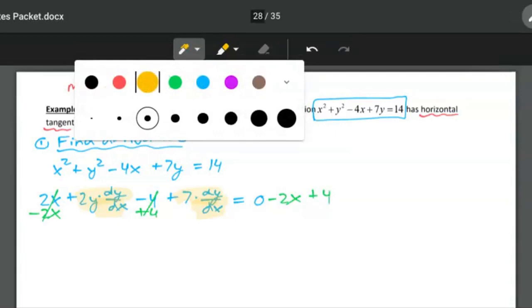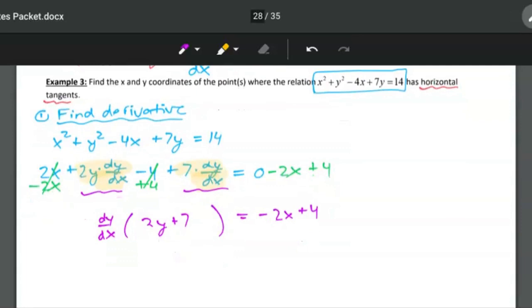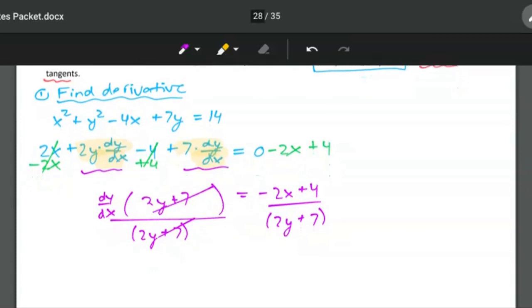So really what we're left with on the left side, this stuff, we can factor the dy/dx out. So what we're left with is 2y plus 7. And on the right side, negative 2x plus 4. And then to get dy/dx by itself, divide both sides by 2y plus 7. Those cancel. That's what dy/dx equals.